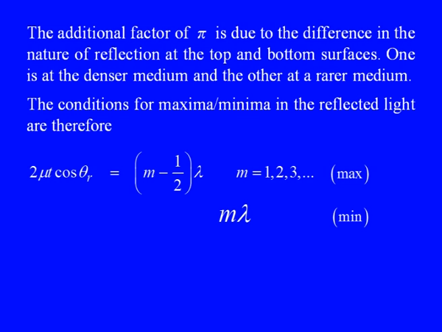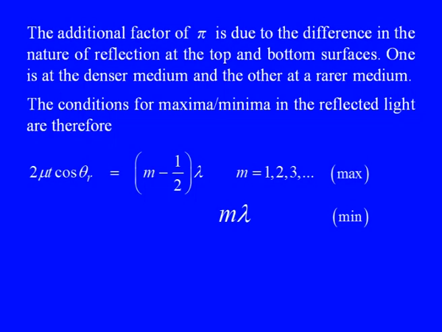The conditions for maxima and minima in the reflected light are therefore as follows. The optical path difference, 2μt cos θr, equal to (m − 1/2)λ, where m is an integer that can take values 1, 2, 3, is for the maximum. Remember, this additional half λ is coming because of that factor of π which is there. And if 2μt cos θr is equal to mλ, an integer multiple of λ, it leads to the minimum. The two reflected beams in this case are in opposite phase.